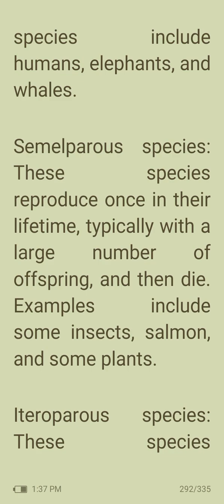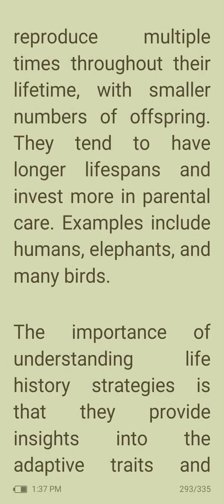Semelparous species. These species reproduce once in their lifetime, typically with a large number of offspring and then die. Examples include some insects, salmon and some plants. Next, iteroparous species. These species reproduce multiple times throughout their lifetime with smaller numbers of offspring. They tend to have longer lifespans and invest more in parental care.